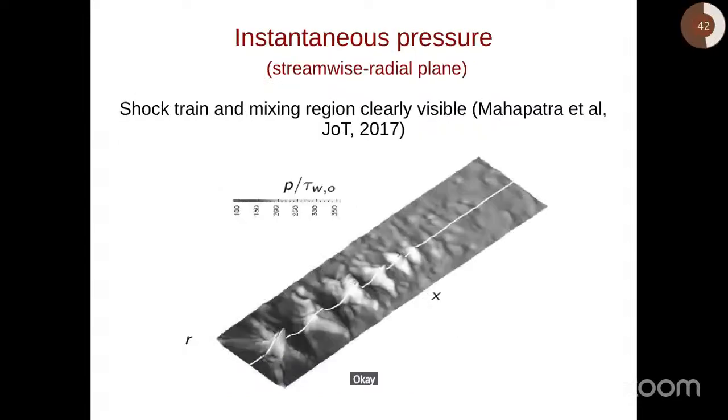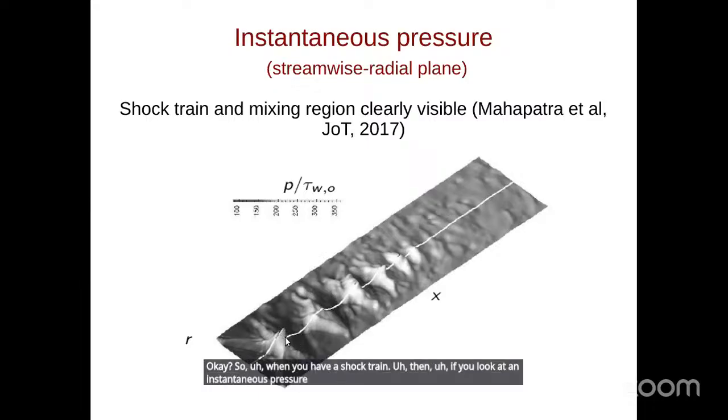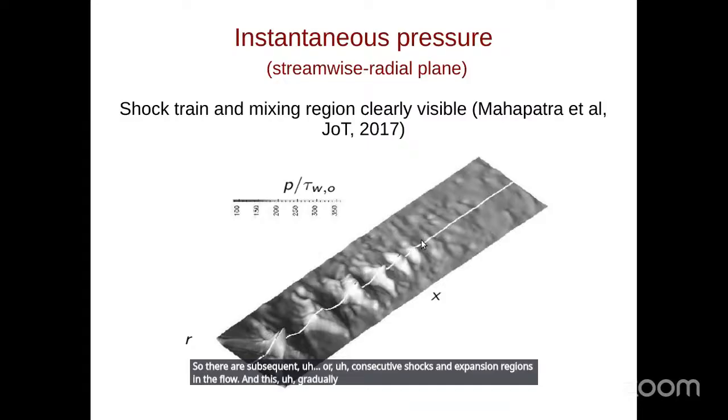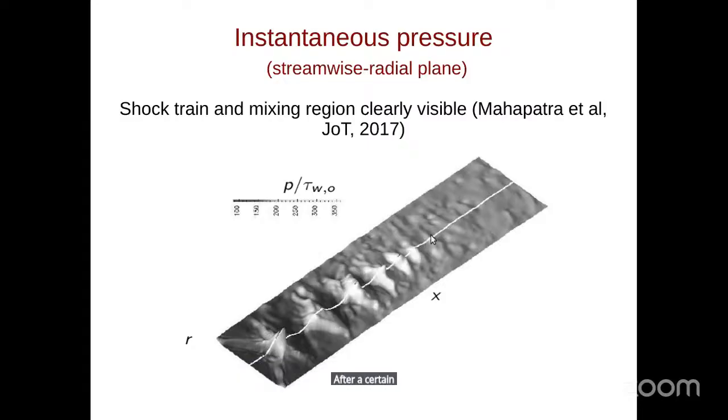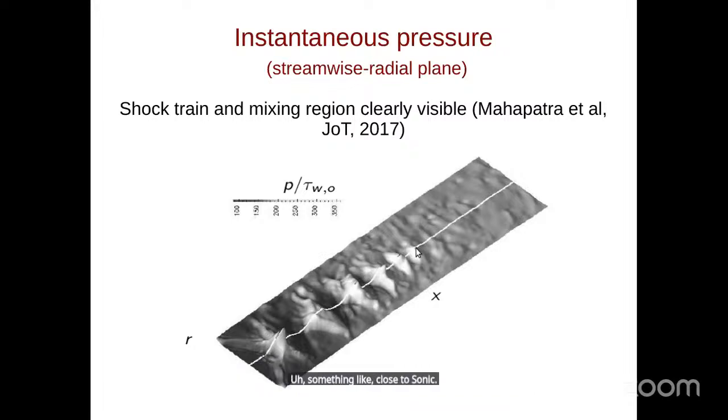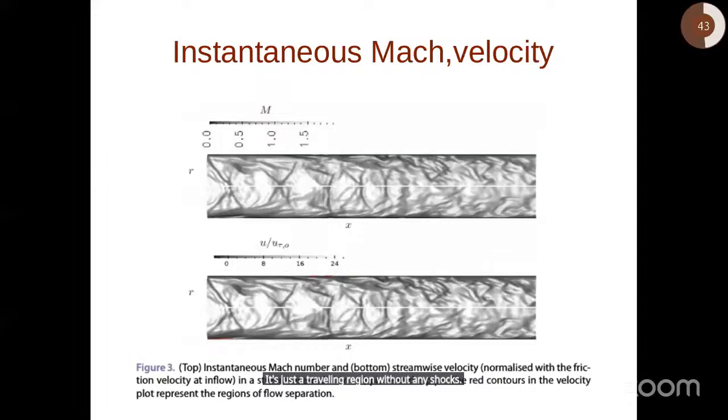When you have a shock train, an instantaneous pressure isosurface looks like this. This is the inflow on the left. There are consecutive shocks and expansion regions in the flow, and this gradually diminishes, and after a certain length we reach a region where no further shocks can occur because the Mach number has reached a value close to sonic. The rest of the region is just a turbulent flow region without any shocks. This is how the shock train looks in a turbulent flow.